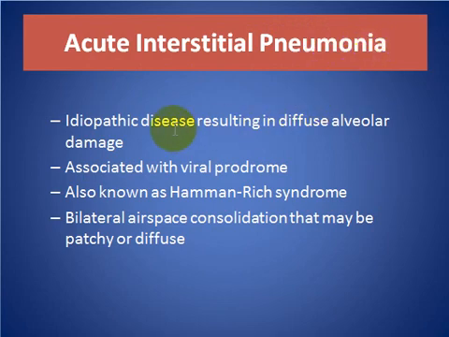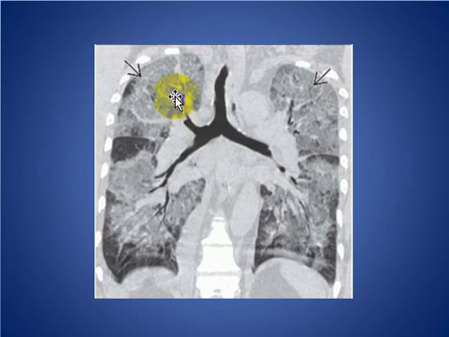Acute interstitial pneumonia is an idiopathic disease resulting from diffuse alveolar damage associated with viral prodrome, also known as Hamman-Rich syndrome. There is bilateral airspace consolidation that may be patchy or diffuse. Here we see a patient with bilateral extensive ground glass opacities involving both lungs with geographic areas of sparing of the periphery, and this is consistent with acute interstitial pneumonia with the patient history.